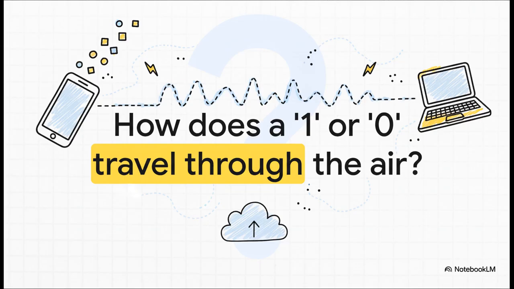We know our devices speak in ones and zeros, right? But how does a one physically leave your phone, fly through the room, and tell that light bulb what to do? That's the mystery we're unraveling today.